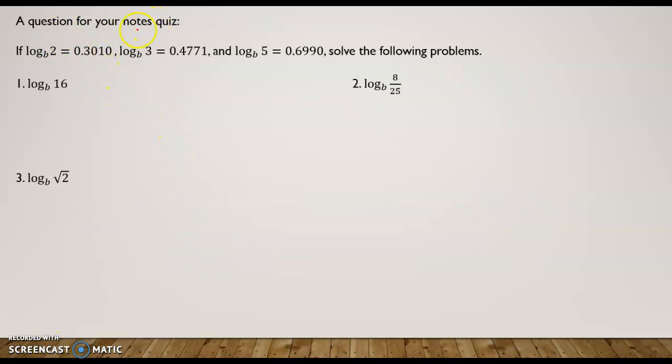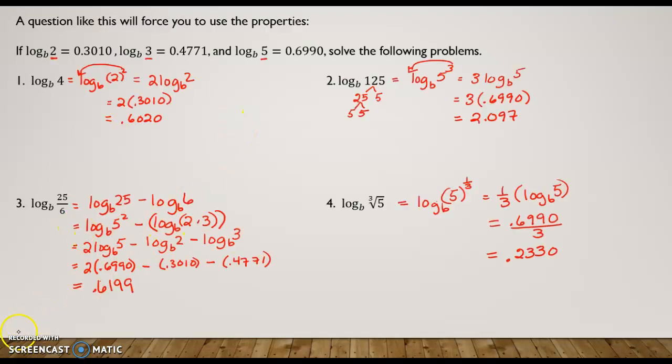All right, a question for your notes quiz. Here you're going to be trying them. If log base b of 2 equals 0.3010, use the same numbers. Find log base b of 16, log base b of 8 over 25, and log base b of the square root of 2. So this will be on the notes quiz also for you to do. Make sure you go back and pay attention to what we've got.